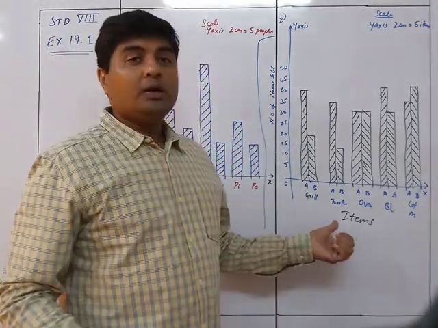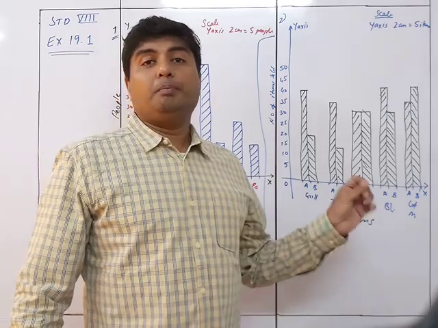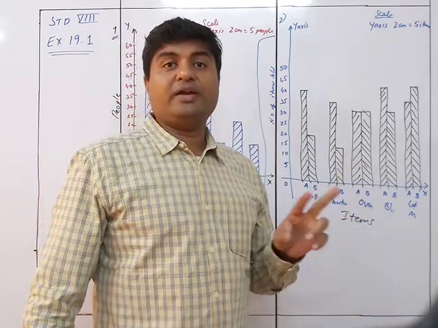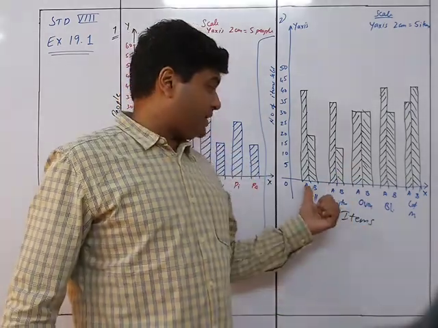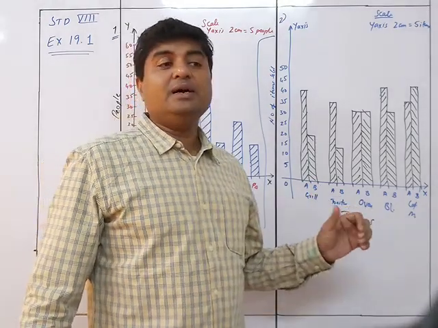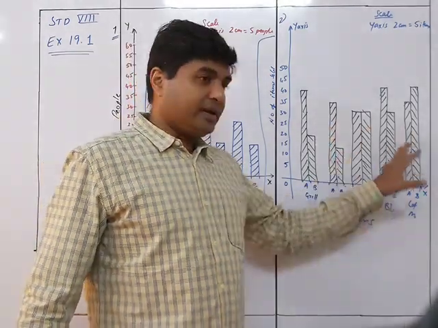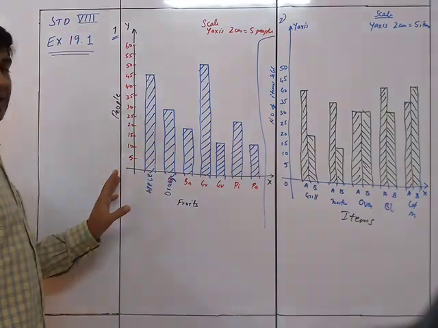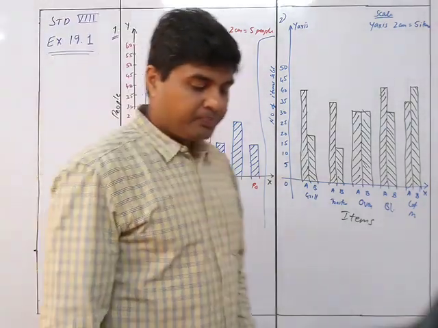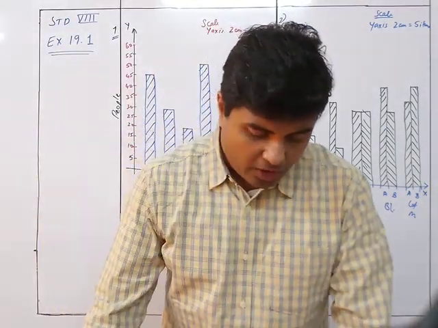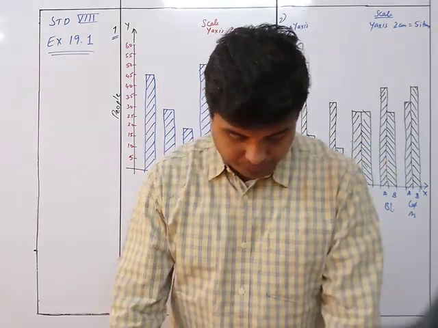So this is what is called a double bar graph, because you are having two data for the same item over here, hence it is a double bar graph. So this is a double bar graph, this is a single bar graph. So this was question number 2. Now we move on to question number 3.